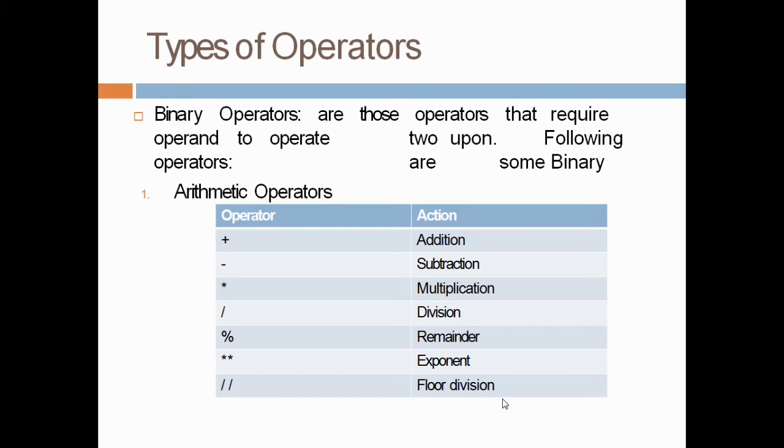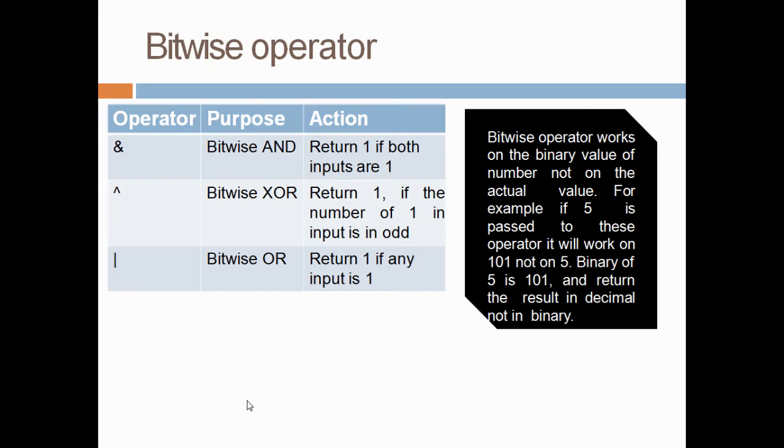Types of operators: binary operators are those operators that require two operands to operate upon. Following are some binary operators, that is, arithmetical operators: plus for addition, minus for subtraction, asterisk for multiplication, forward slash for division, percent for remainder, double asterisk for exponent, and double slash for floor division.